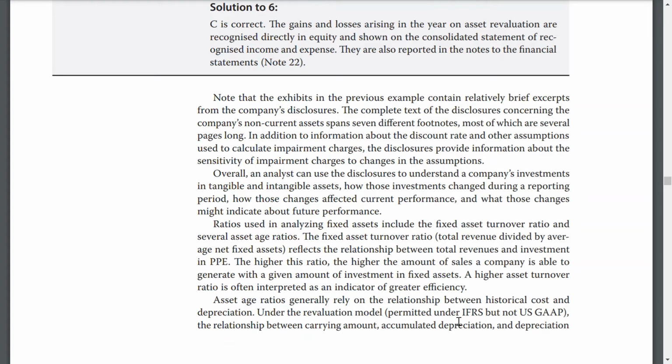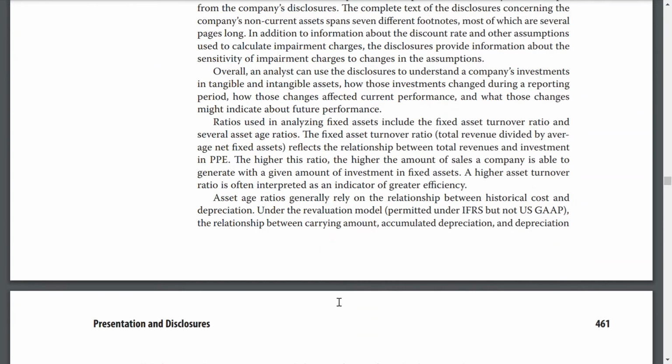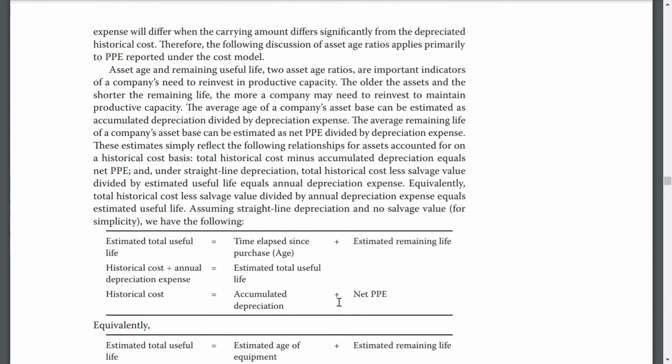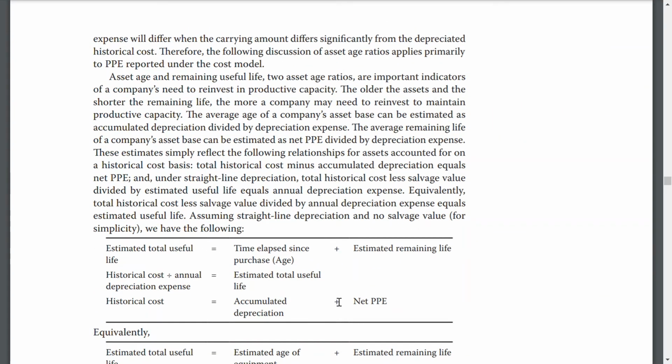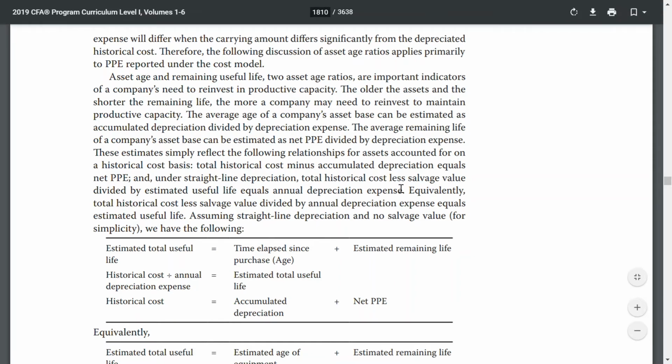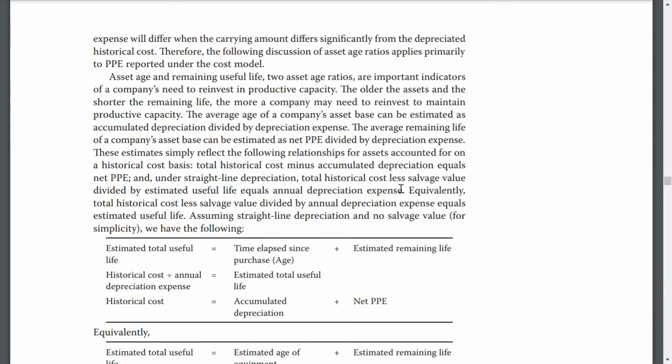Under the revaluation model, the relationship between carrying amount, accumulated depreciation, and depreciation expense will differ when the carrying amount differs significantly from the depreciated historical cost. Therefore, the following discussion of asset age ratios applies primarily to PPE reported under the cost model. Asset age and remaining useful life, two asset age ratios, are important indicators of a company's need to reinvest its productive capacity.